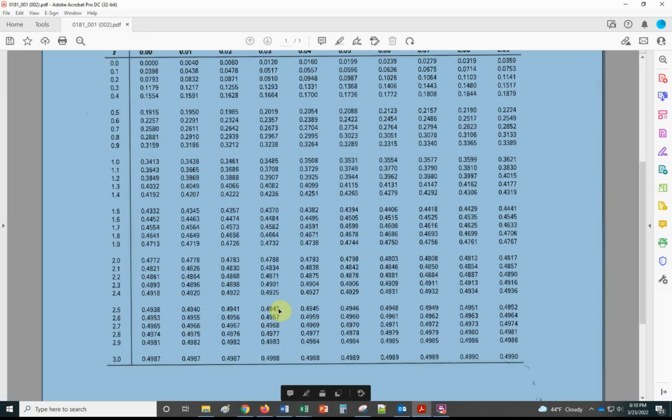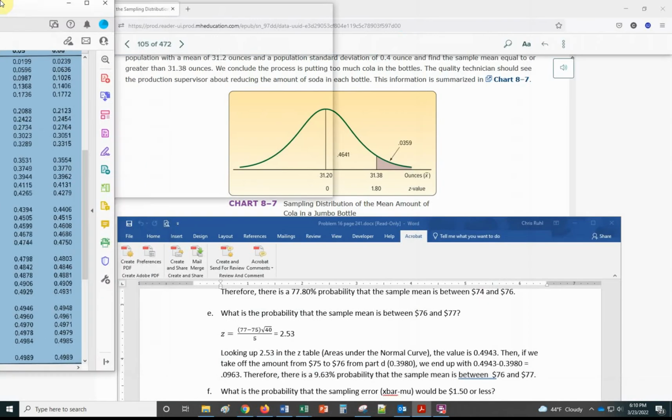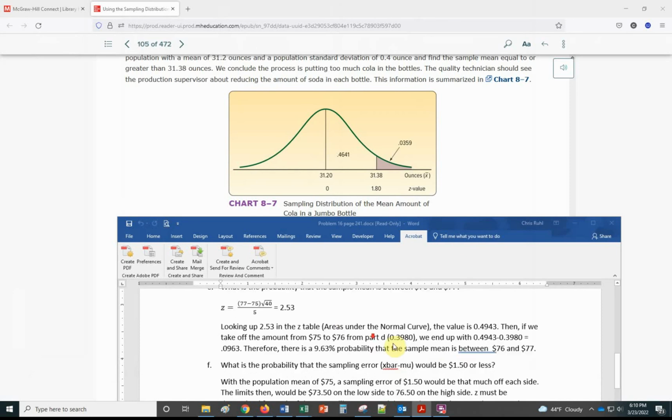So it's almost all of it, because all of it would be 0.5. And this is 0.4943. This is 2.5, and this is the 3 spot. So that's our number that we're dealing with, 0.4943. That's this number right here. Now we have to remove, now that's from this line and most of this, like up to here. But we have to take off the amount from 75 to 76.